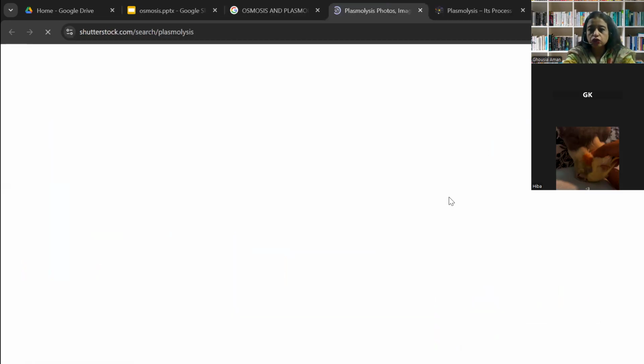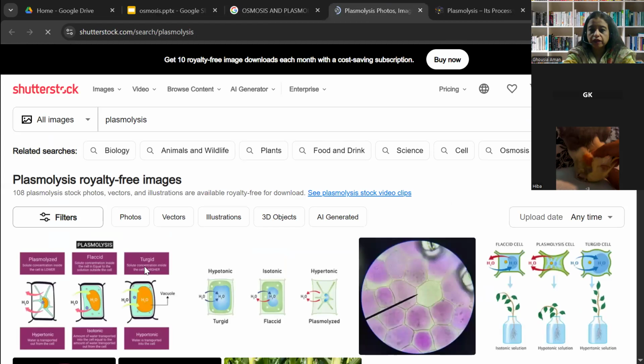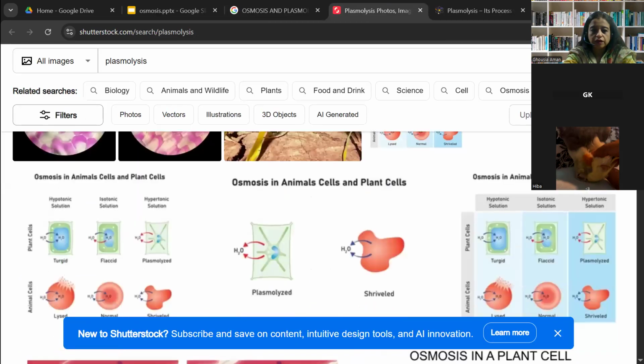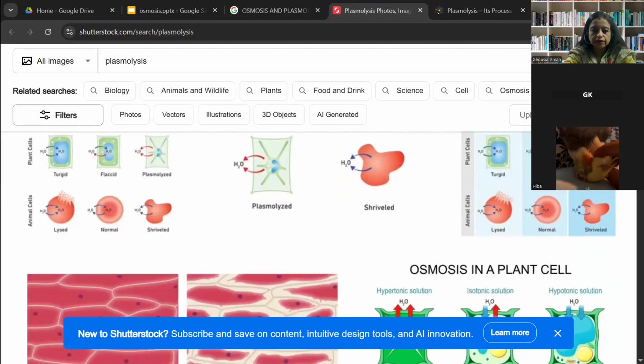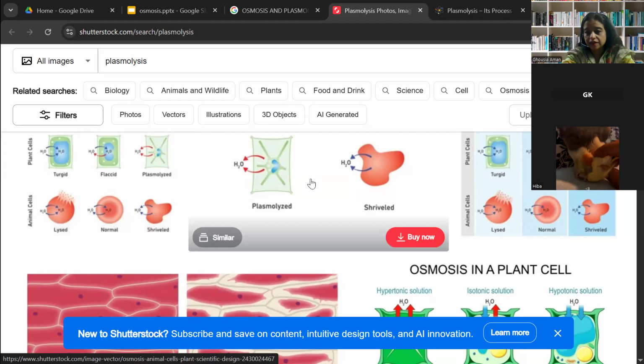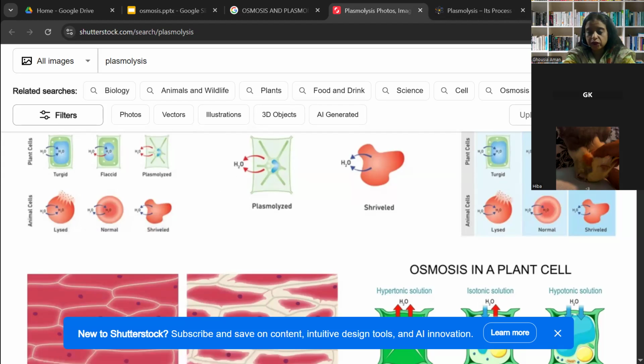This is the picture I showed you for animals. Have you seen? This is the red blood cell. The water is coming in. Outside, the water is more. Inside, the water is less. So water is going in by osmosis and the cell will burst. The cell is going to burst.